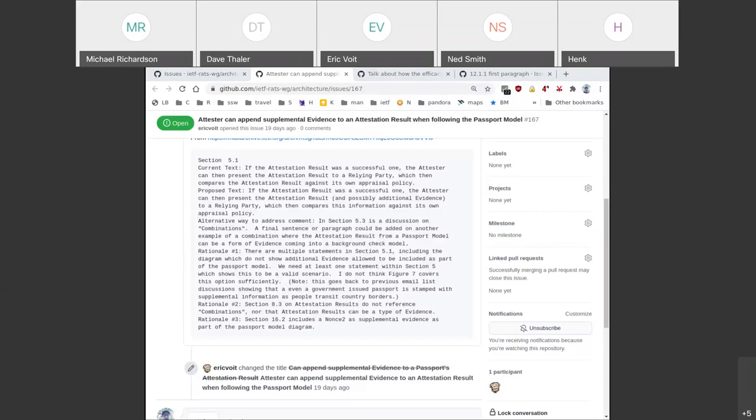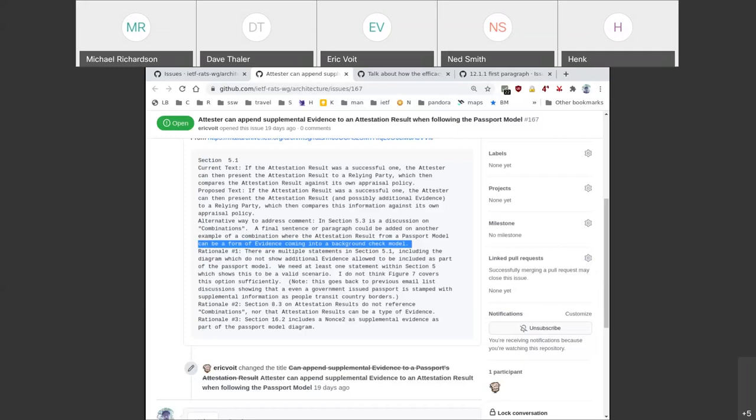Okay, so what I was trying to figure out, and I think the text on the screen mentions this, is that adding evidence to an attestation result when following the passport model only makes sense in the context of a background check model. Right in the middle of the gray box, right above the label rationale number 1, it talks about coming into a background check model. So yes, that part does make sense where, say, the attester is using a passport model and the relying party is also using a background check model or something like that, which I did show in one of the TEEP slides as an example of how you can combine stuff, but I don't remember it being used in the architecture document here yet.